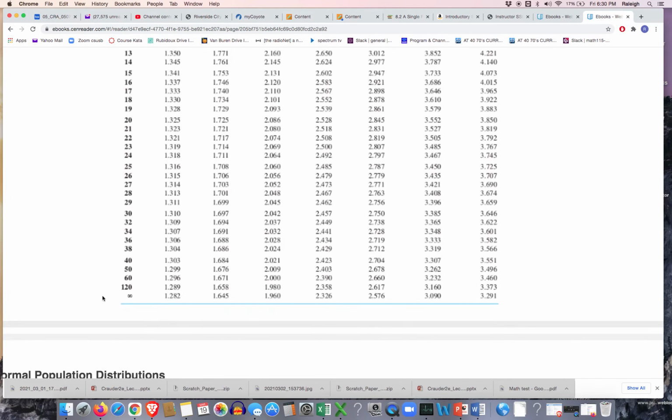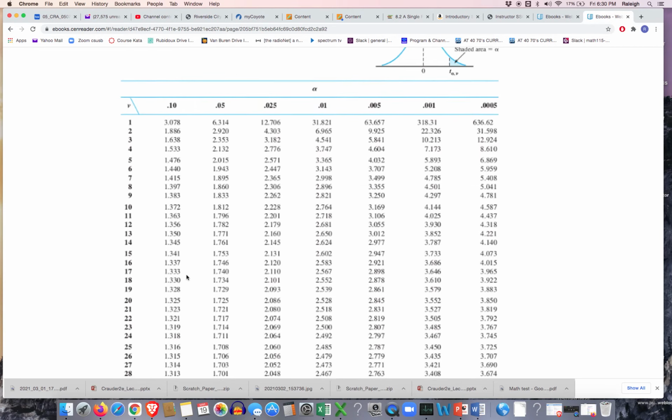And by the way, when you get to infinity, that's code for Z. And then we see some values we've run into already: 1.645, 1.96, 2.33 often, but 2.326, and then even 2.576 is another very popular one. These other two are not very popular. 1.28, I've even seen that one used a few times.